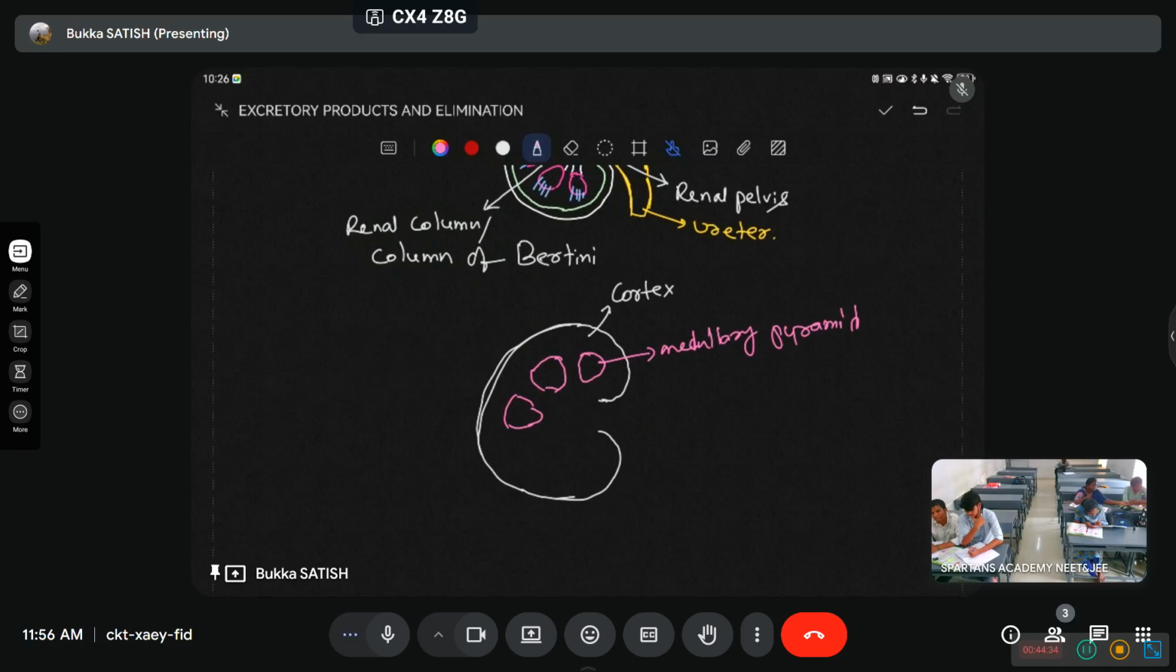Next, if you see the cortex part, the cortex extends between the medulla. Understood, right? The cortex is extending between the medulla. This part is what we call the renal column, also called the column of Bertini, after the scientist named Bertini. But what exactly is that part? It is the extension of the cortex between the medulla.